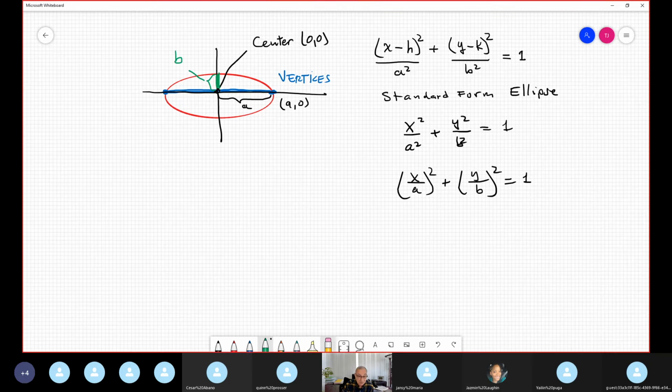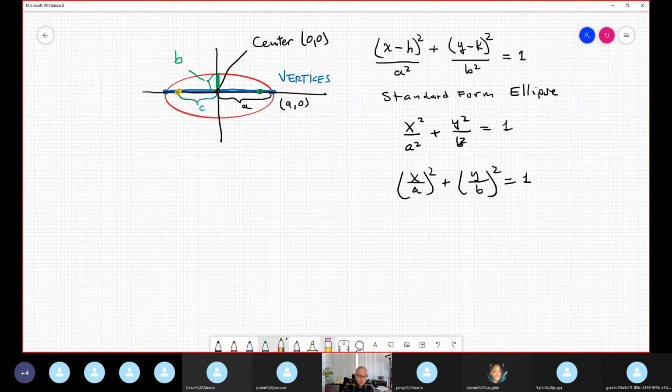And we have another distance. Let me use another color. This color is good. This is the focal distance, which is here and here, and this distance is c. Okay, so we have the major axis or semi-major axis, and the minor axis.